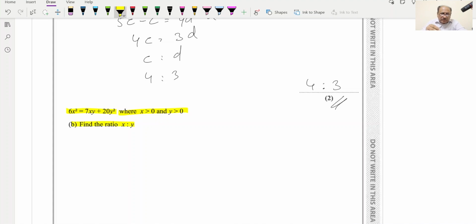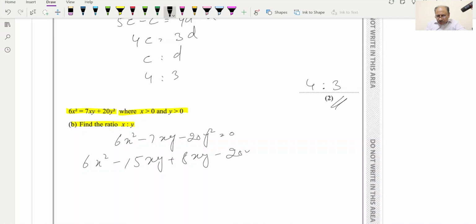Similarly, they are saying that this is the equation provided where x and y are greater than 0. Find the ratio of x and y. For this one, we can rewrite this equation as 6x squared minus 7xy minus 20y squared is equal to 0. Now we can factorize. For factorization, we can write it as 15xy plus 8xy minus 20 factors. You can make factors of 6 into 20, that will be equal to 120, and factors of 120 we can check, this will be the satisfying, so we have selected this one.